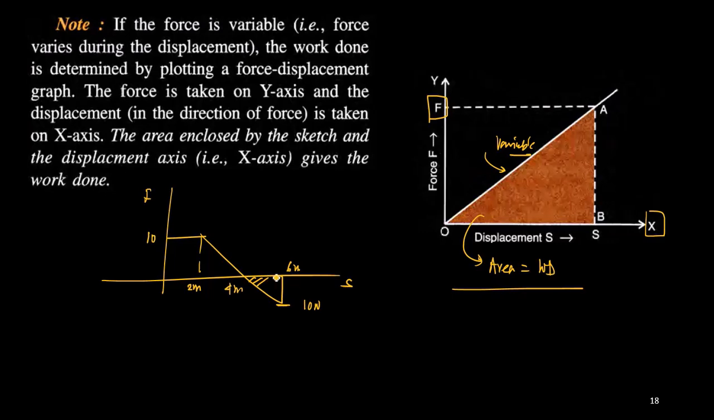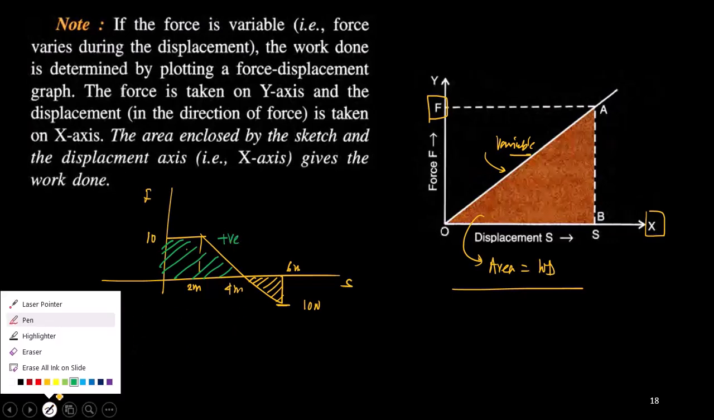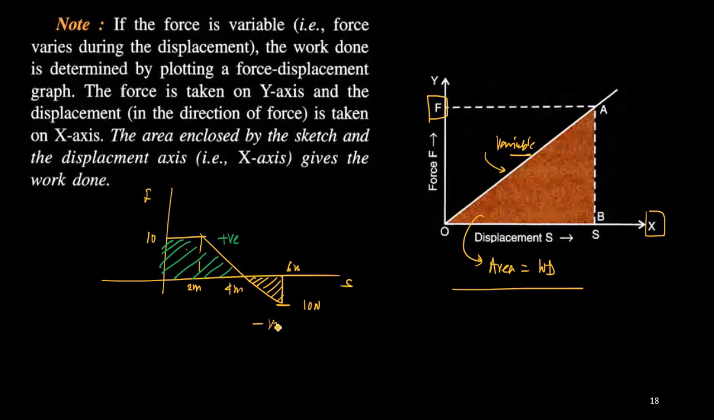There are two areas: one below the s-axis and one above the s-axis. I have to define these areas. This green area is a positive area, and the area below the displacement axis is termed negative. So this is the negative area. If I calculate the first area, it is a trapezium, so sum of the parallel sides: the first side is 2, so 2 plus 4 by 2, into the distance between them, which is 10. So 30 joule is the positive area.